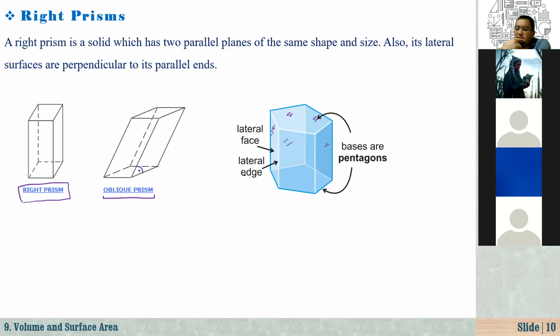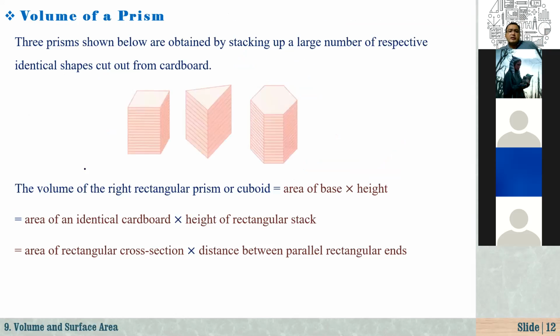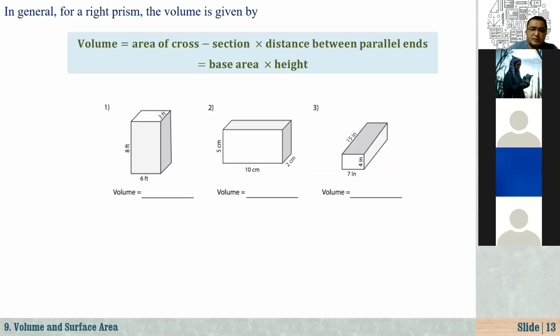The volume of this prism is, again, just base area multiplied by the height. Okay, that is how we calculate the volume of the prism. So these are some other examples of prisms. A right prism has a uniform cross section, and the cross section of the prism is identical to the two parallel ends. As you see here, if you cut from anywhere, they are rectangles. Anyway, so how do you find the volume of the prism? You just find the base area and multiply by its height. We get the volume of the prism.